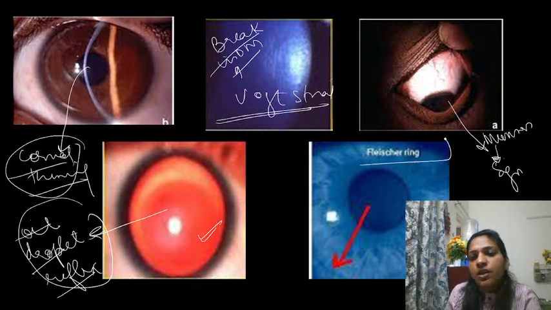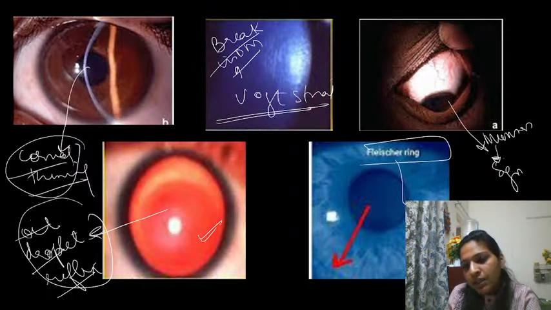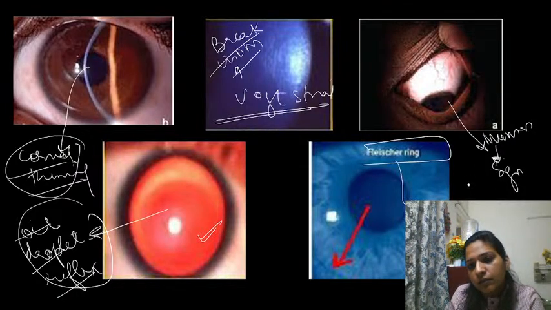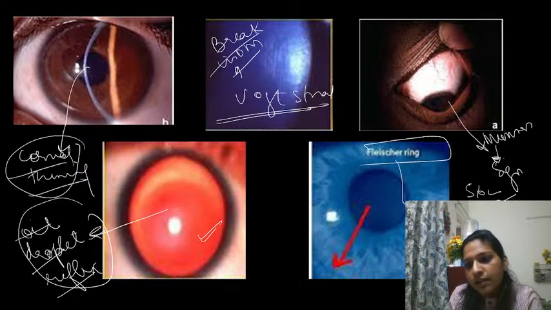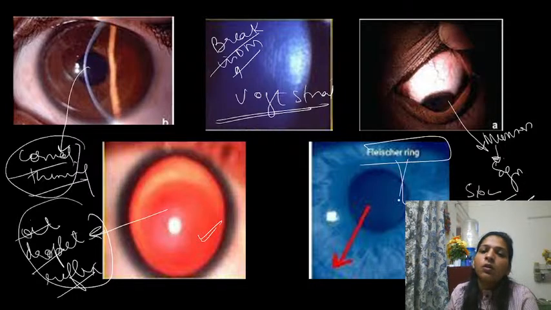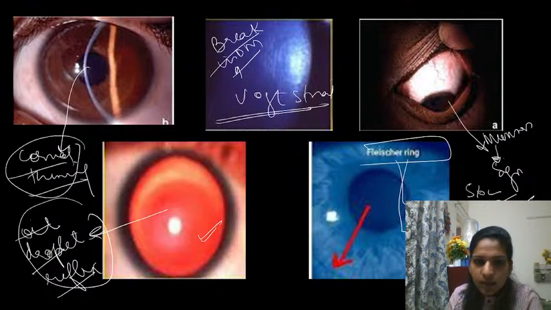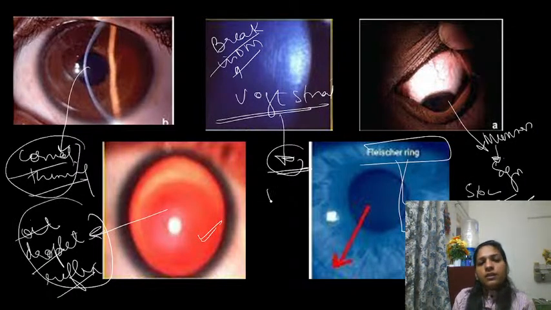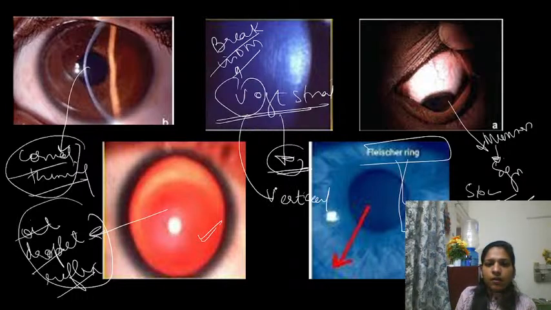Fleischer ring is present at the base of the cone. This ring has iron in it, like Stocker's line, Hudson-Stahli line and Ferry's line. Now Vogt striae: these are vertical striae. V for Vogt, V for vertical.